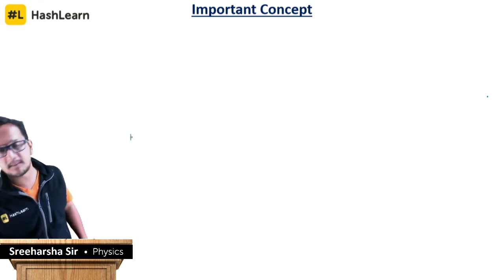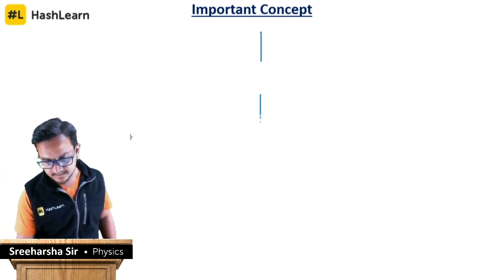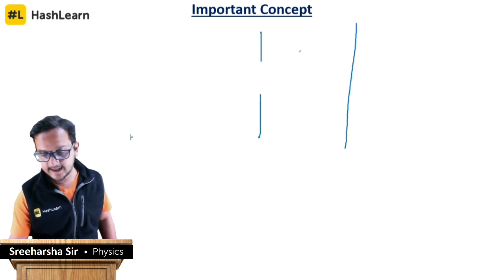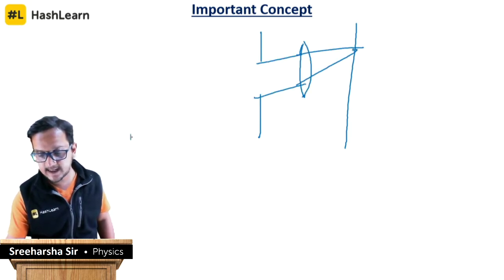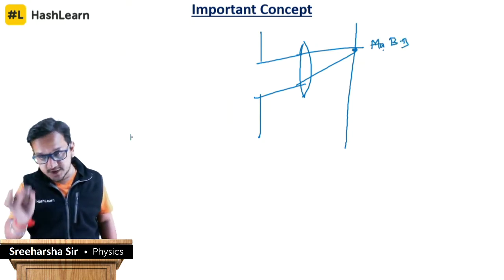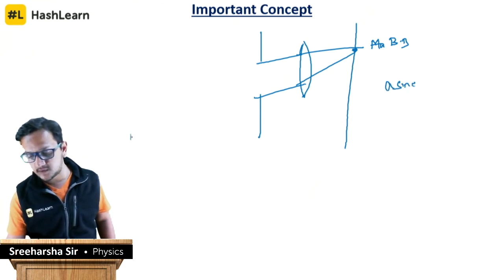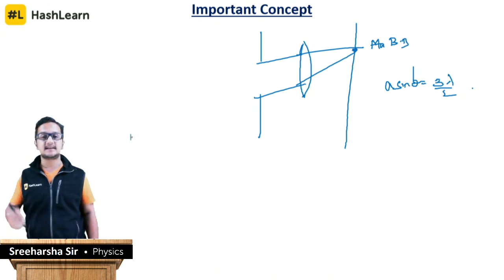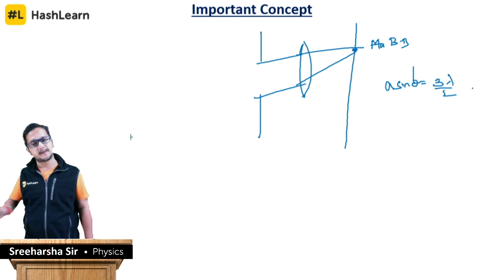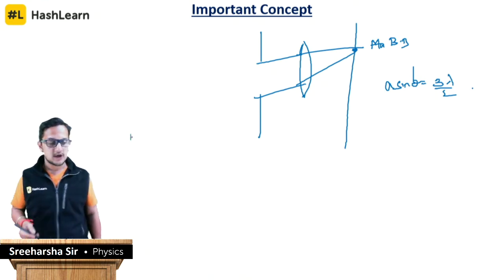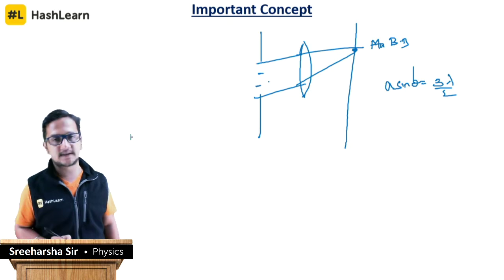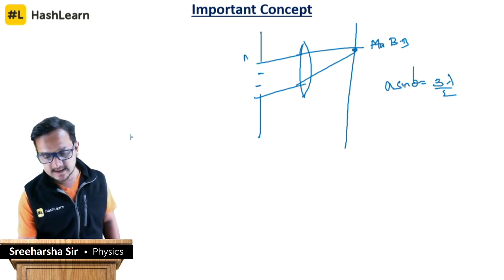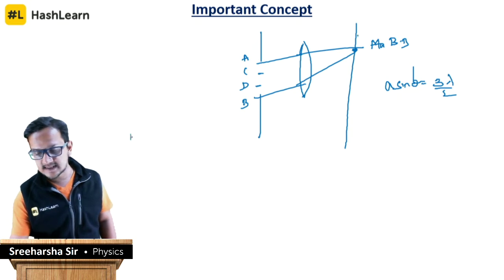Now coming to the condition for maxima. Now you have a slit, you have a lens placed over here, and these are the parallel rays which focus at a point, and assume there is a maxima or a bright band. Now I will assume the path difference is equal to 3 times lambda by 2. I am assuming, this is an empirical formula, it happens and there is no specific proof. So now I'll break this into 3 parts. If I call this A, B, C, D, and this is point P.